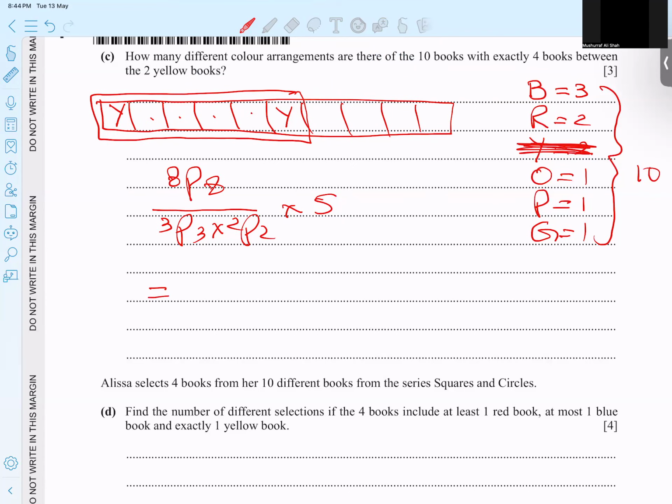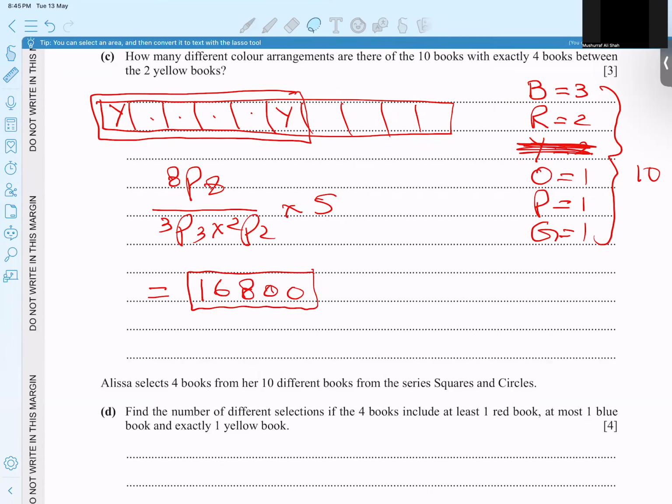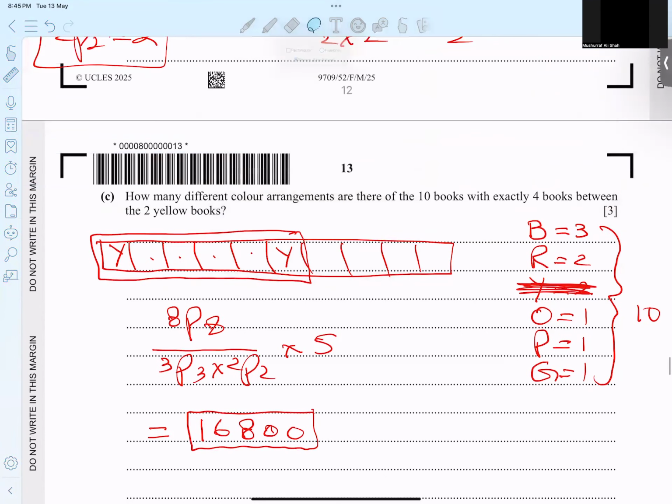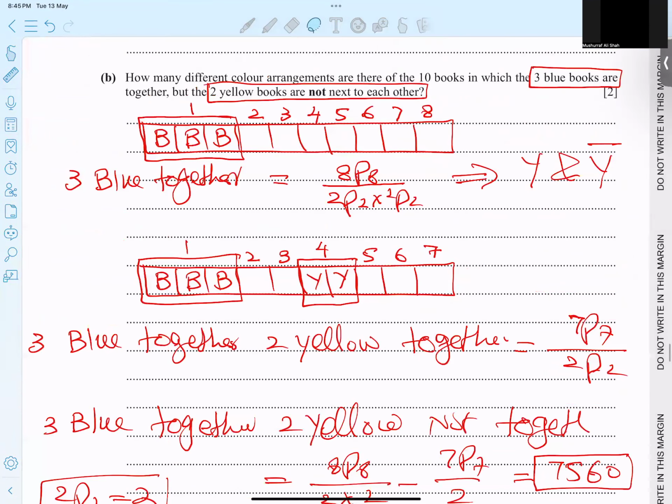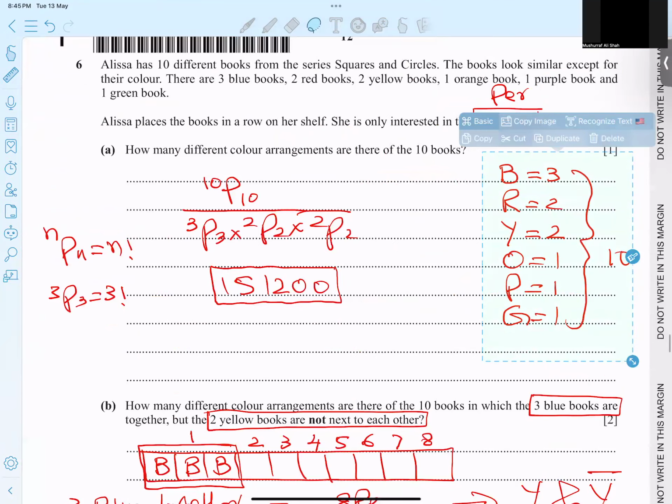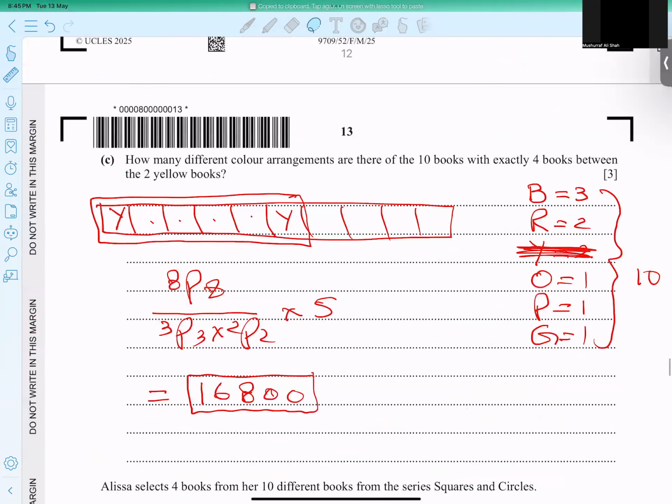The answer for this part, let me check in the calculator, is 16800. I hope the concept is very clear. And now I'm going for the next part. And for the next part again, I'm not sure, but I copy, paste and write it below. And then I start this question.